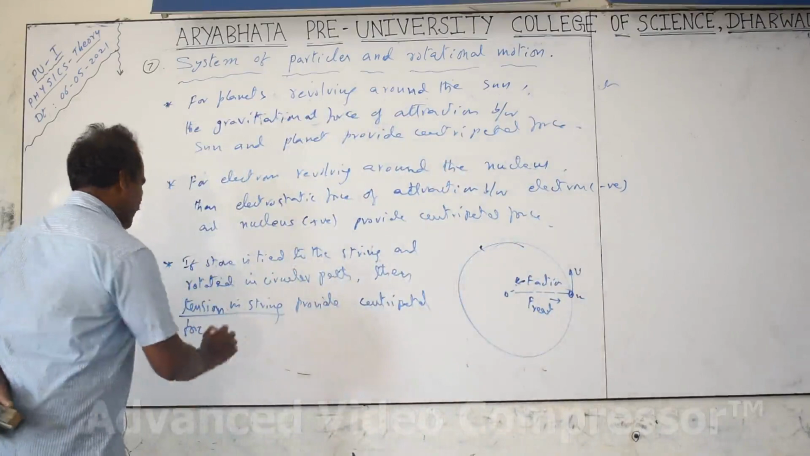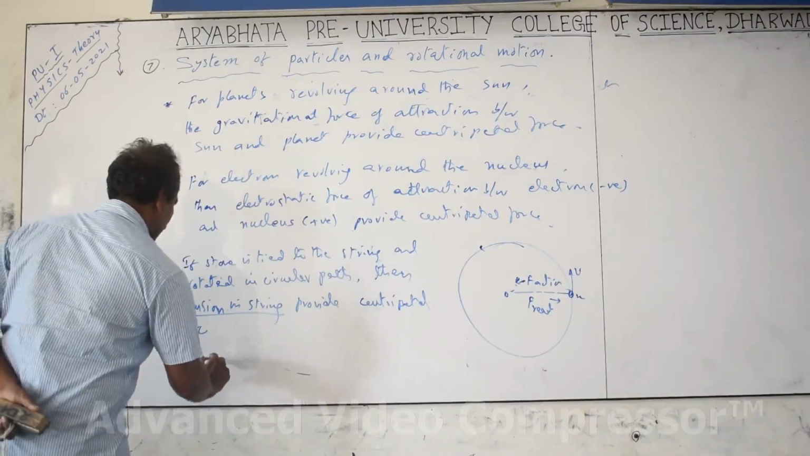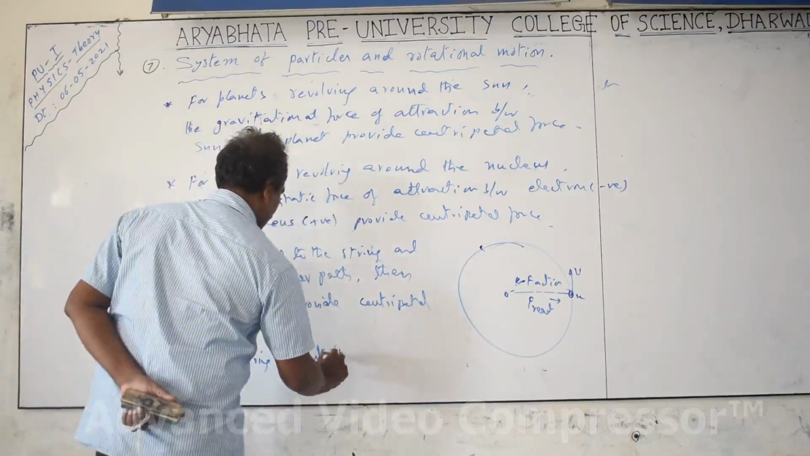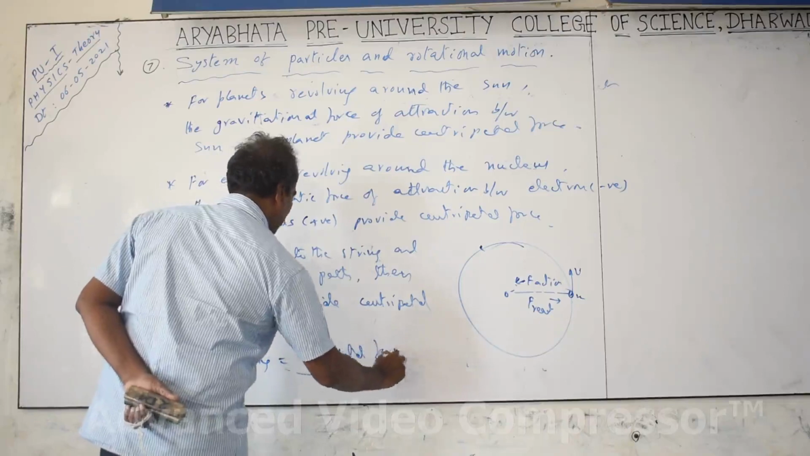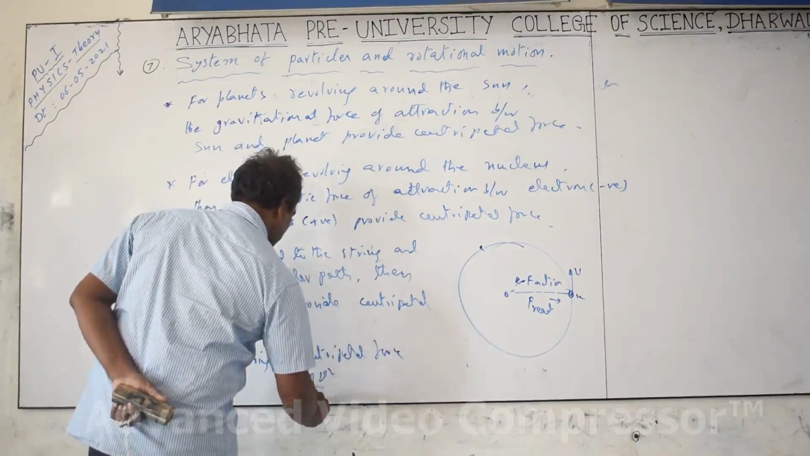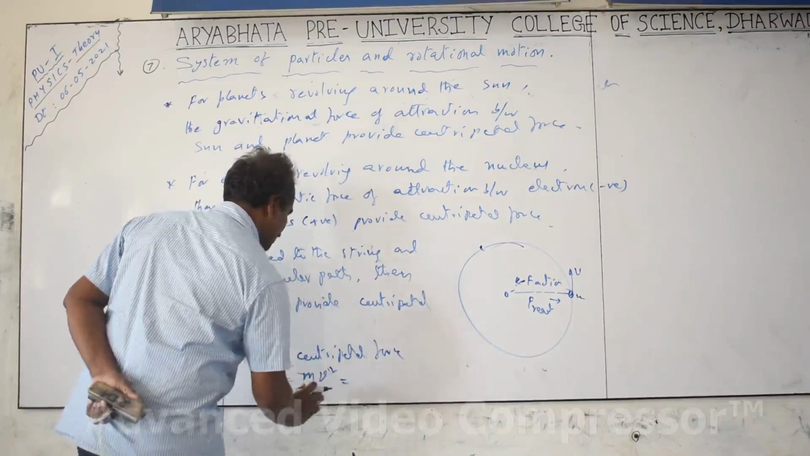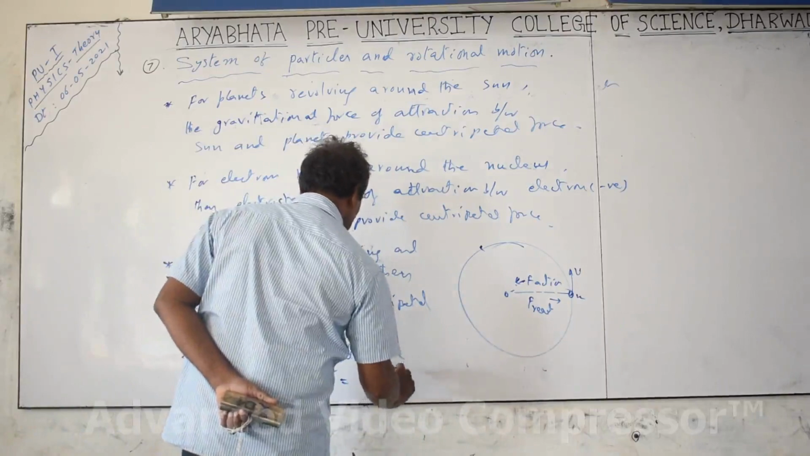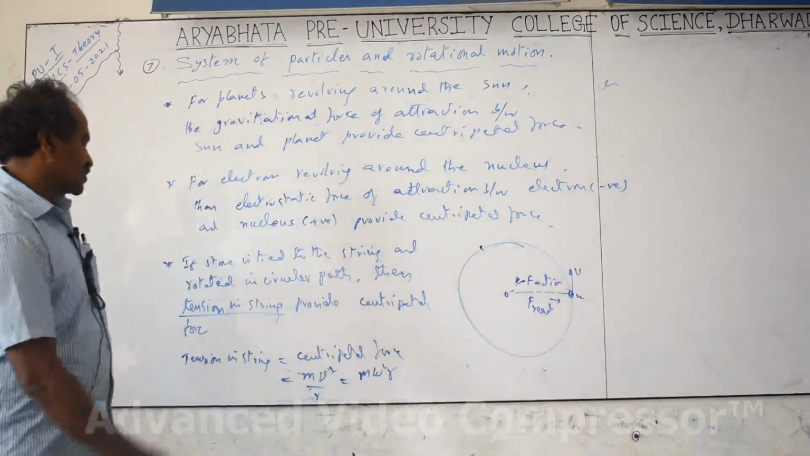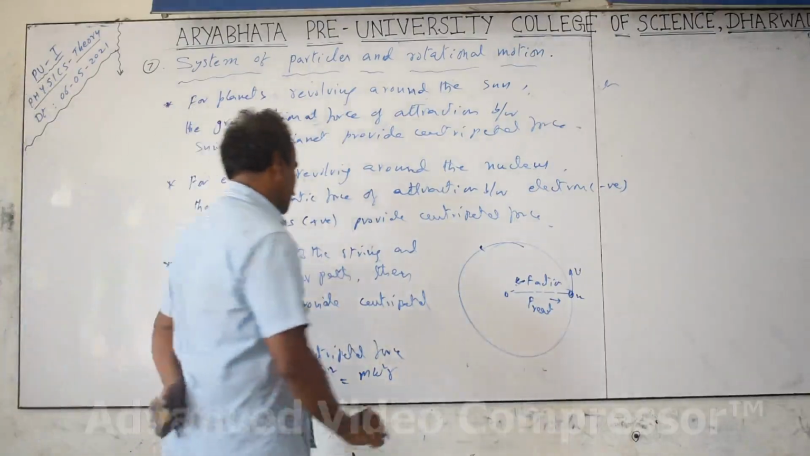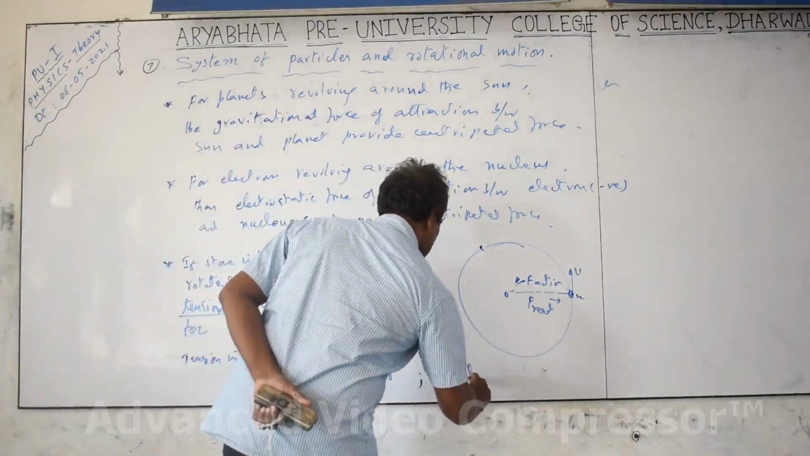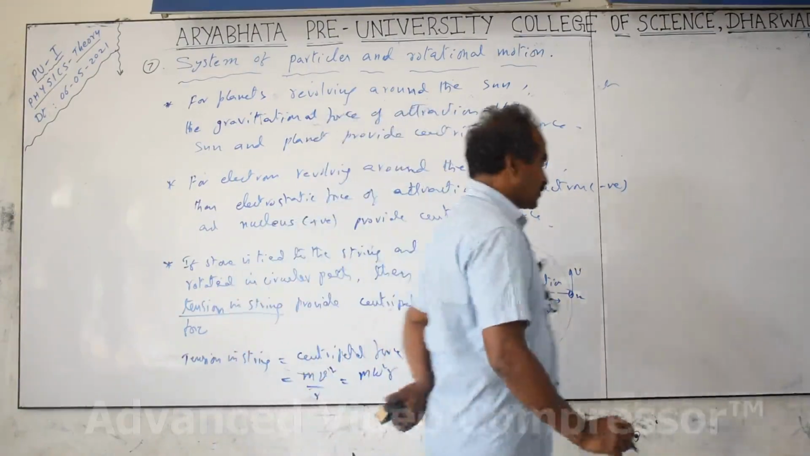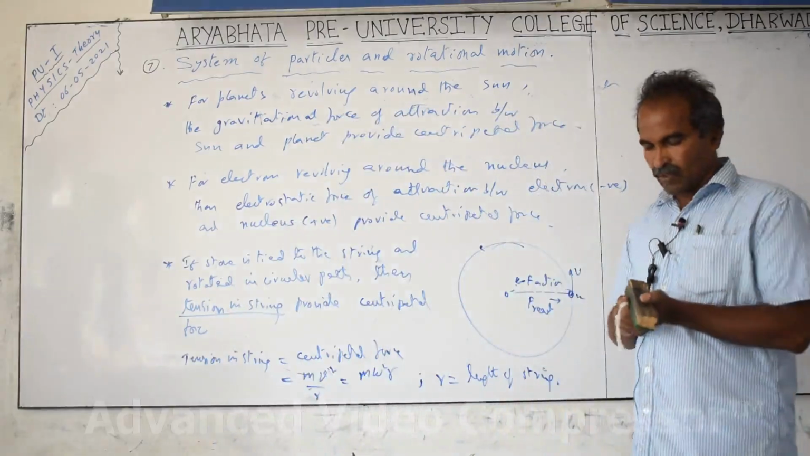Generally, they ask problems here. Tension in the string is nothing but equal to centripetal force, which is equal to mv square by r. R itself is the length of the string, that is the radius of the circle, it's equal to m omega square r. Generally we need only these two formulas for the calculation. R itself is the length of the string, the radius of the circle.